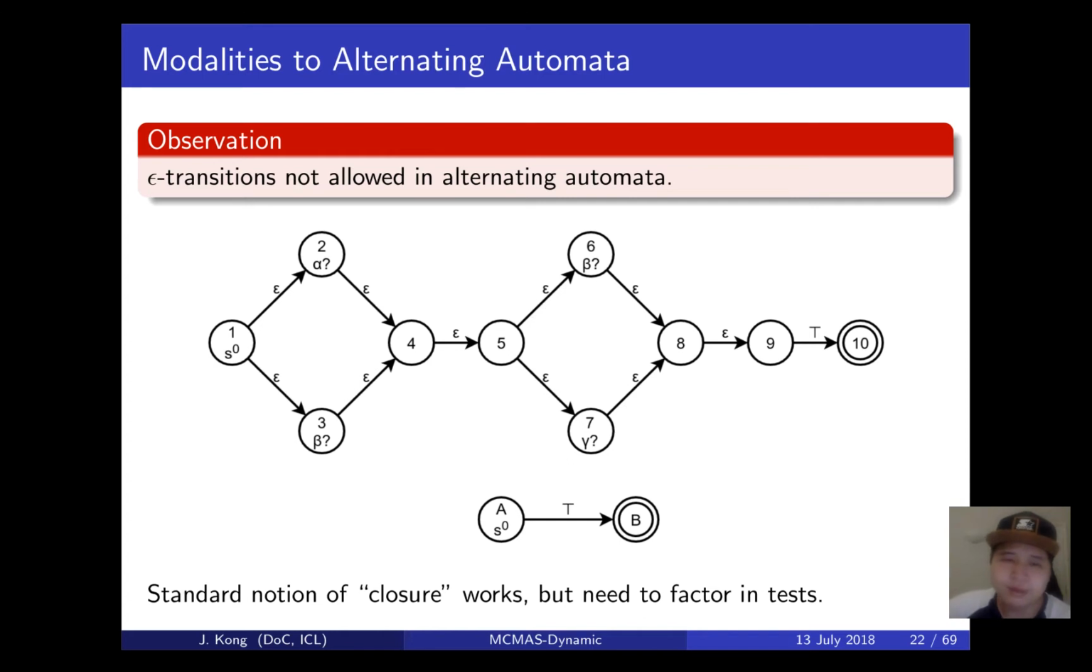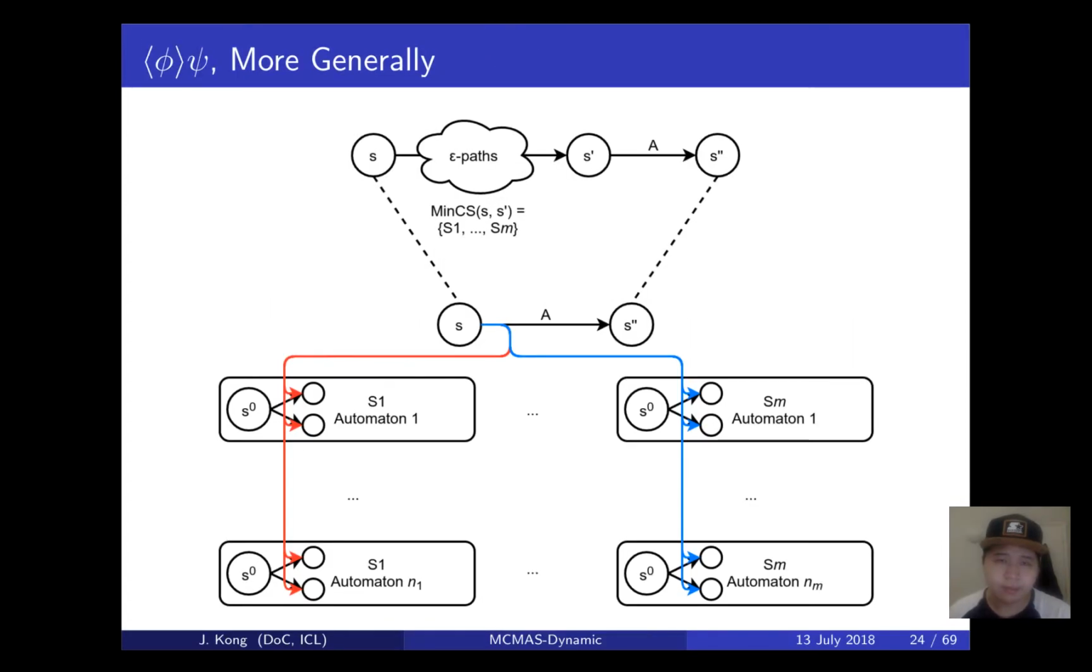So there's one thing we need to do, which is to remove the epsilon transitions, because these aren't allowed in alternating automata. And the standard notion of an epsilon closure does work, but there's one catch, that's we need to factor in the test labels. So let's suppose we want to transition from some state S to some state S double prime, and this is done by going through some set of epsilon paths to a state S prime, from which we can make a transition A to S double prime.